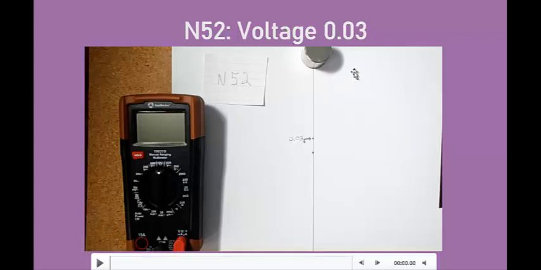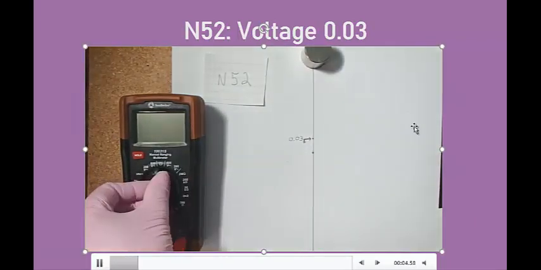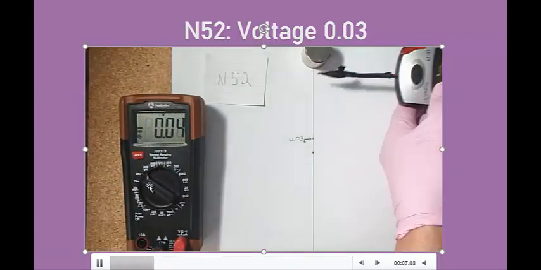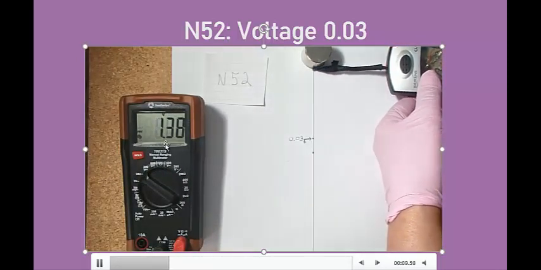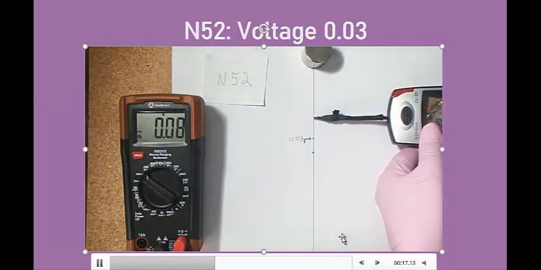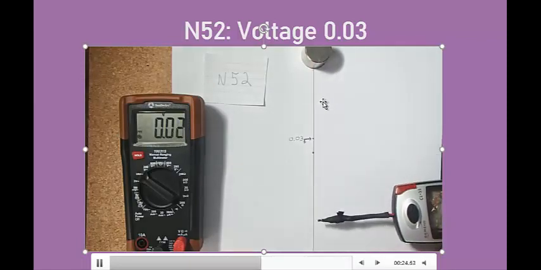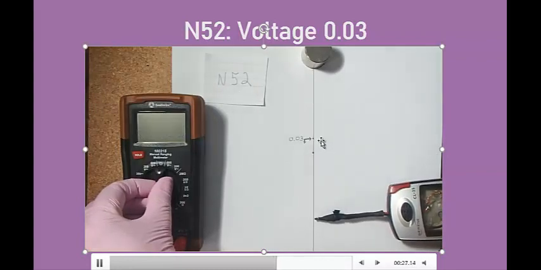Okay, so now I replace the N42 and put the N52 magnet there, and I'm gonna do the same experiment. Three clicks to the left, I touch it to the magnet, I get the 1.38, 1.39 reading. Everything looks the same on the surface, and then I'm moving towards my point here, and as soon as I get to my dot, it changes to 0.03. So that is the transition from 0.04 to 0.03.